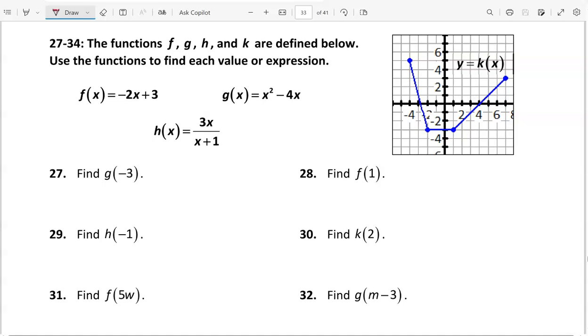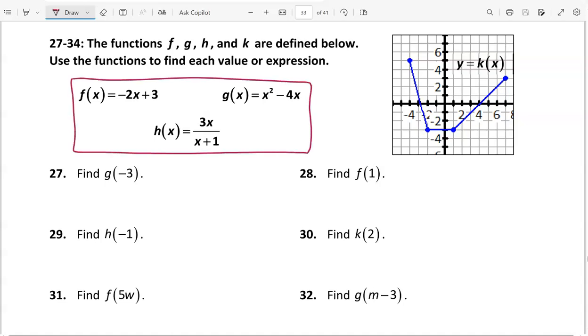For 27 through 34, we're asked to find the function value for functions f, g, h, and k. F and g and h are equations that are given here, and k of x is a function whose graph is given on the right. All right, so we're going to start with number 27.